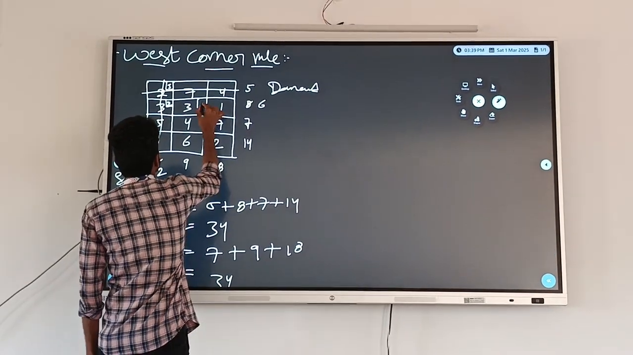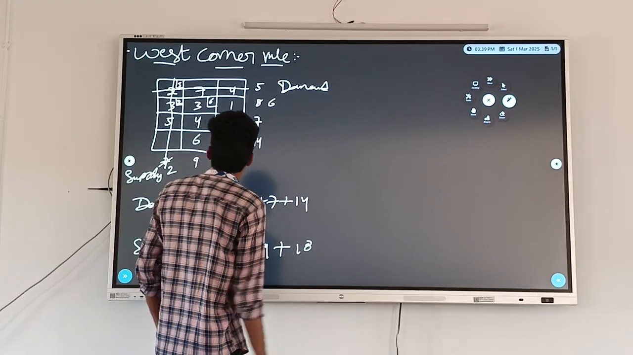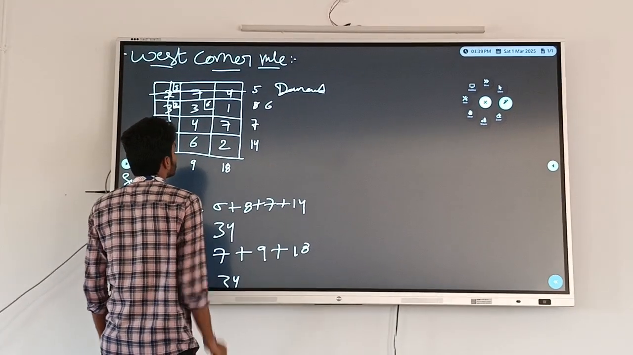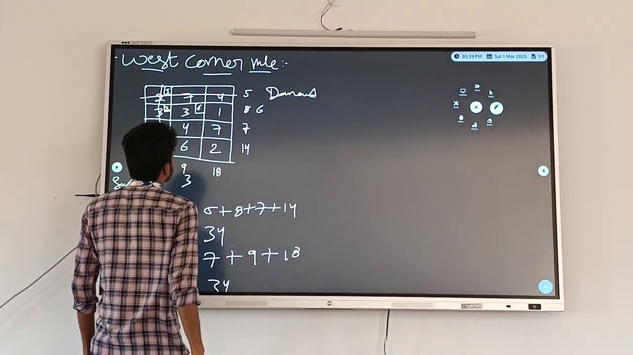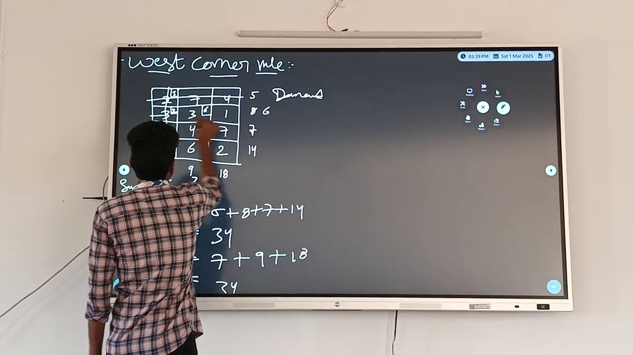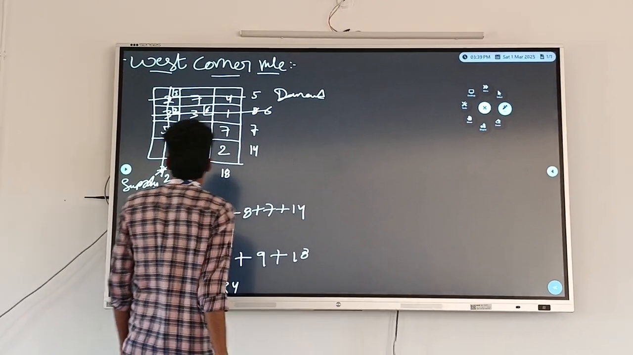Next, we have to find the northwest corner rule. Minimum value is 6. Write it here. And difference between demand and supply value is 3. Here minimum value is 6. Then strike this column.